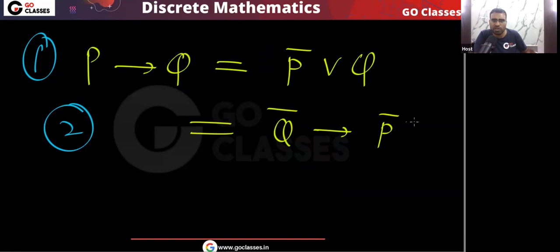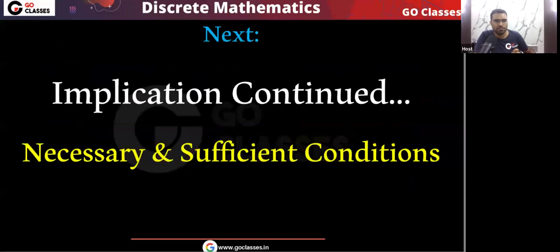Similarly, P implies Q is the same as Q bar implies P bar. These are the two properties. These are very useful properties. Okay, now let's see implication continued.